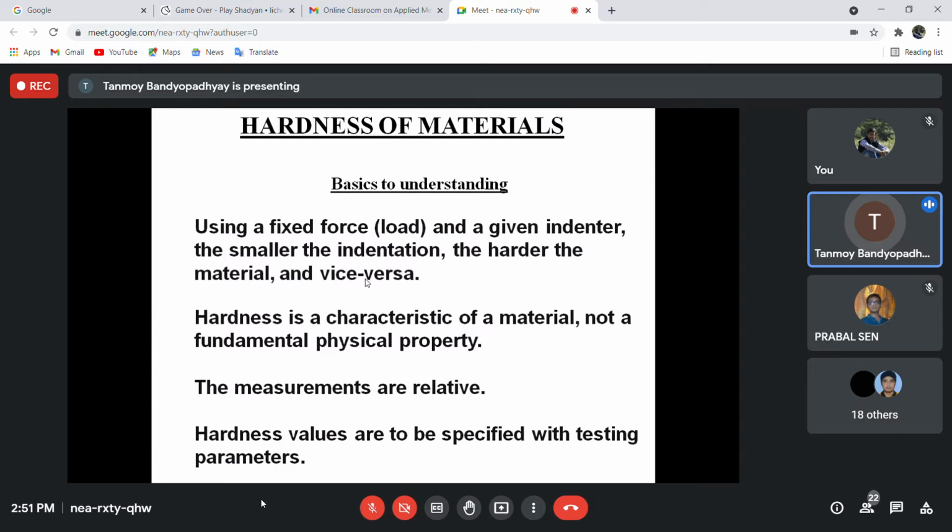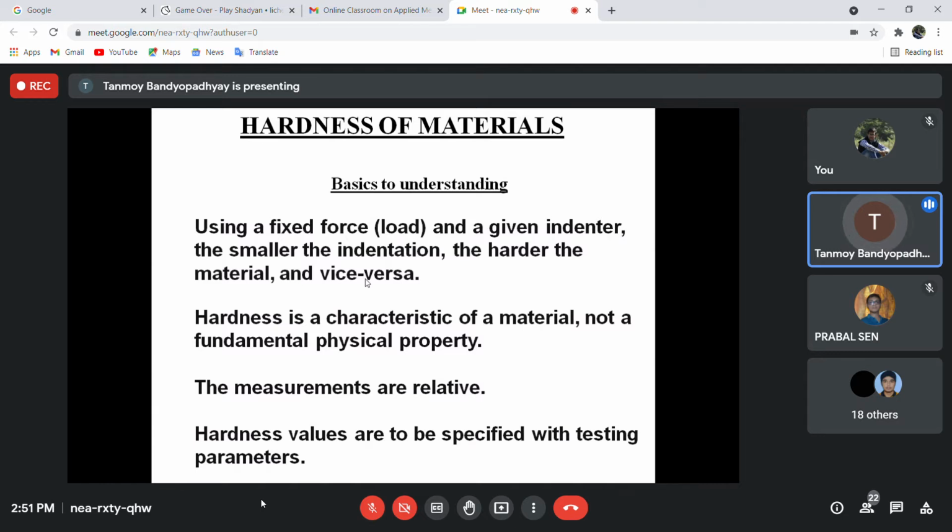Whenever you are measuring the hardness of two materials, whatever measurements you are doing is a relative measurement between two materials, two specimens, A and B. The fourth one is that the hardness value has to be specified with testing parameters. Based on this, we will be measuring the hardness of a specimen.